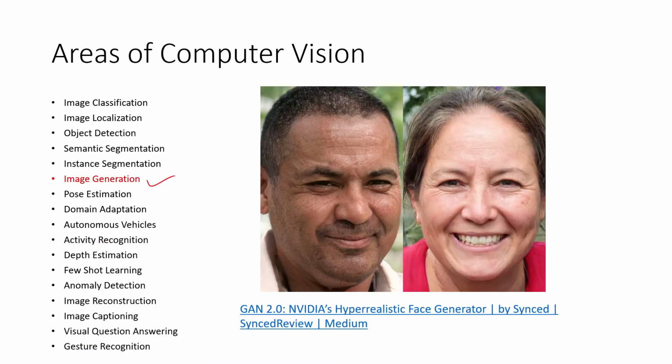Image generation, GAN 2.0. There is this organization called NVIDIA. They have worked on this hyper realistic face generator. These two people may look real to you, but they are unreal. They are non-existent. They do not exist on this planet.